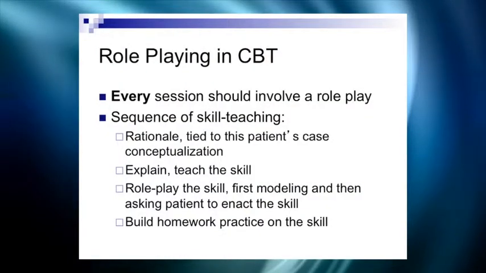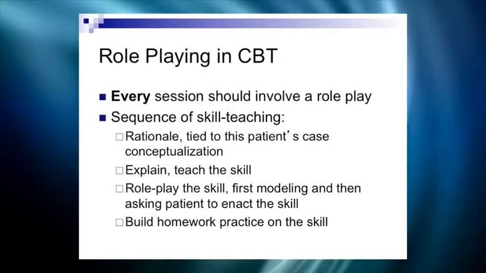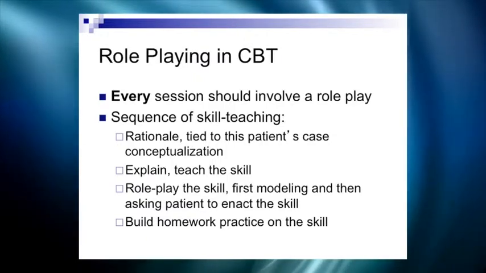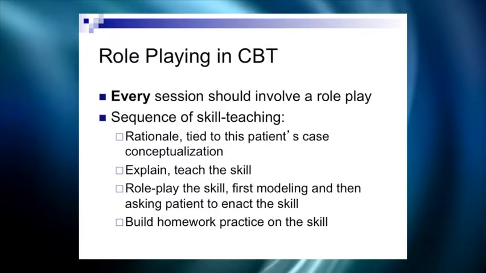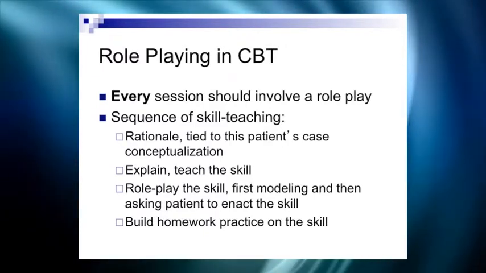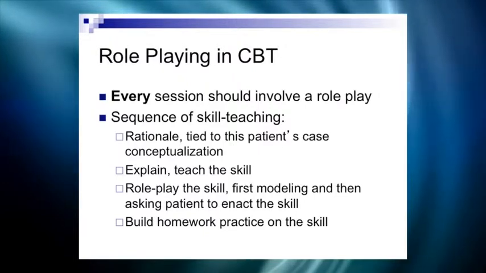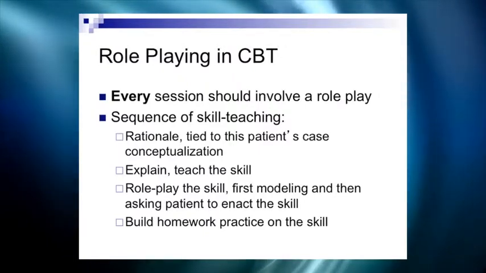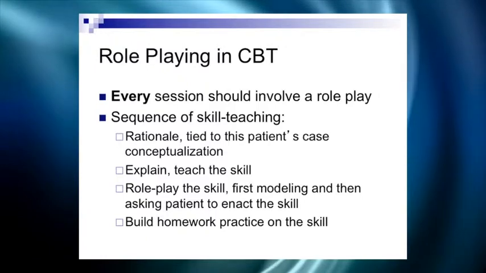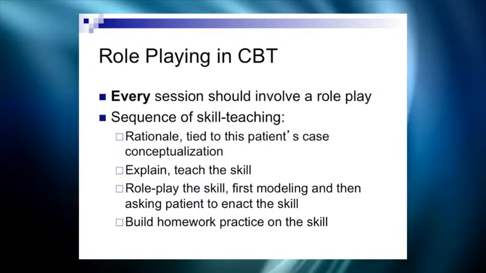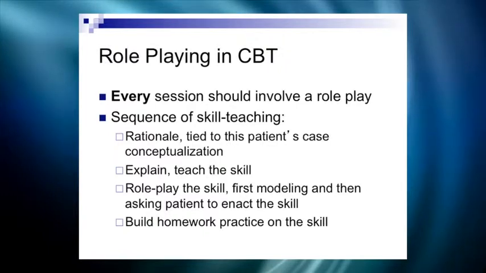If you follow learning theory and social learning theory, the sequence of skill teaching should go like this. You explain the rationale for why you're doing the skill, how it fits in with the kid's case. Then you teach the skill. Then you role play the skill. You might model it first and then ask him to do it. And then you build a homework practice on the skill. So that should be the way you do skill training. Not just teaching it didactically, but enacting it behaviorally and following up with a homework.